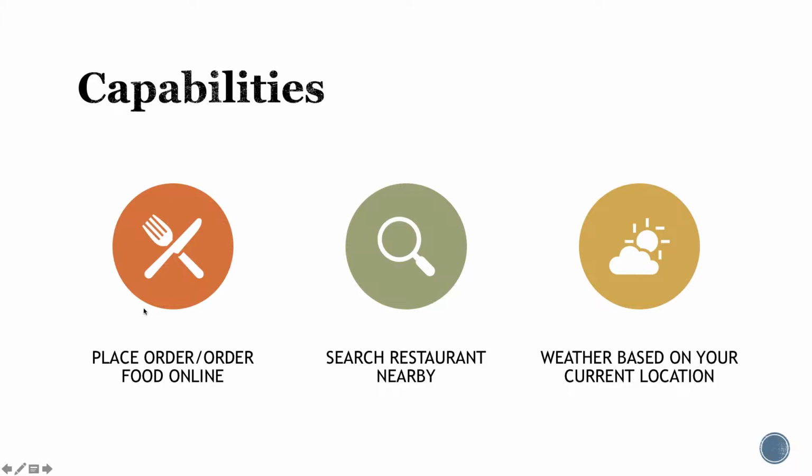So what can we do using my app? As I mentioned before, I can order food online, because this is the objective of this project. So we can place an order for food online, and we can search for restaurants nearby, because sometimes the restaurant is not shown. You need to search for what kind of restaurant you want to go to. And then I use a web API to call the weather, and the weather will be updated using the web API.